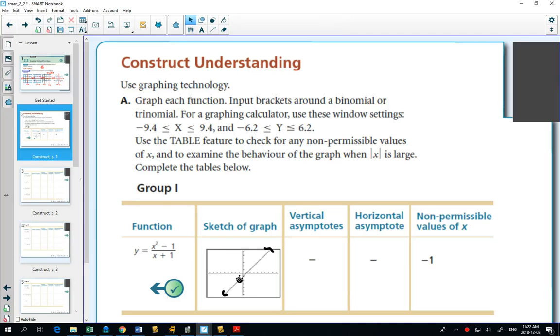That's interesting. Depending on your window, you may or may not see the hole in your graph. But this graph does have a hole. One of the reasons they try to set up this window is that it will hopefully show holes in your graph. If it doesn't show a hole in your graph, try going zoom standard and see if you can see the hole in the graph.